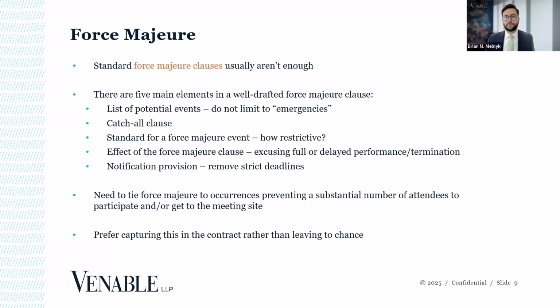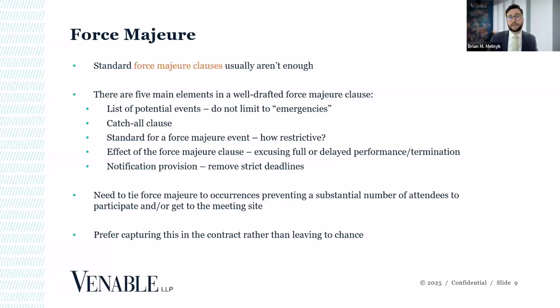Depending on the nature of the event, it just may depend on what's preferable to you, but something to definitely keep in mind and negotiate. And then also notification provisions. Is the hotel or convention center required to give you advance notice? And what are the parameters around that advance notice for you to invoke the force majeure provision?